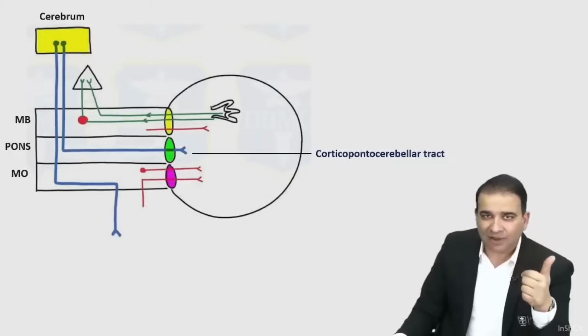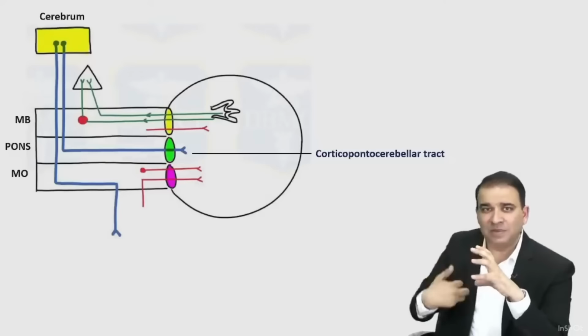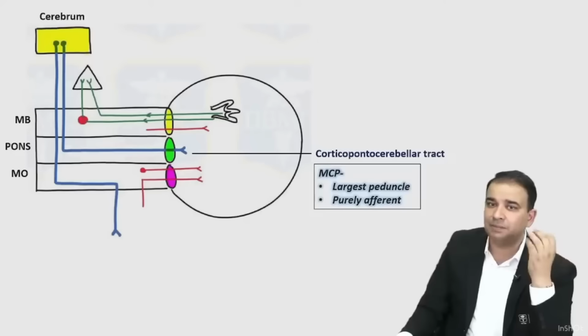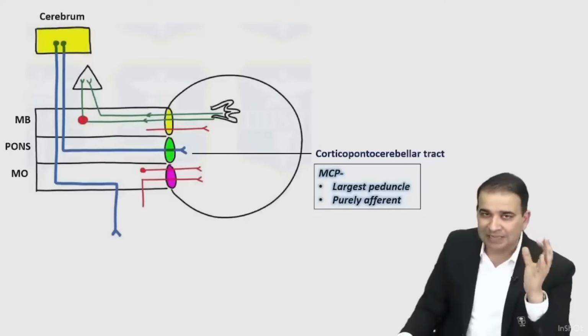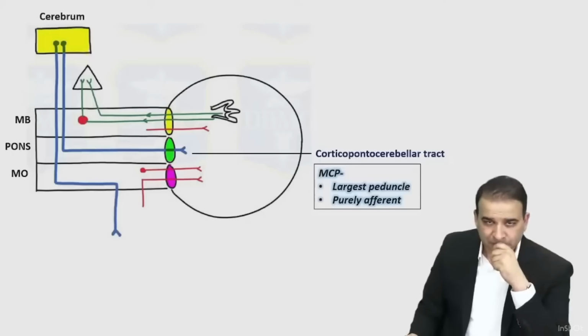That's why the cortico-pontocerebellar tract tells you that the middle cerebellar peduncle is purely afferent. Nothing goes out through it. This peduncle only allows the tract to come inside. Nothing goes out of the cerebellum through it. So it's the largest peduncle, and it is the purely afferent peduncle. Middle cerebellar peduncle is the largest peduncle and purely afferent. Nothing goes out of it.